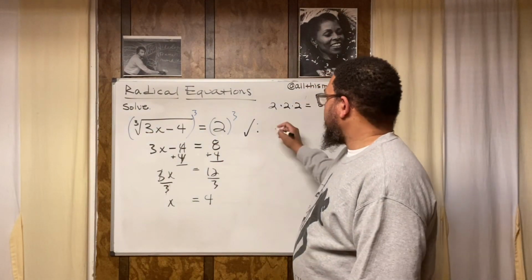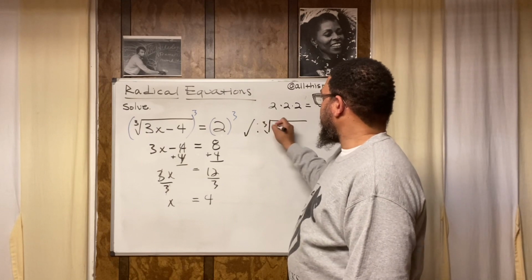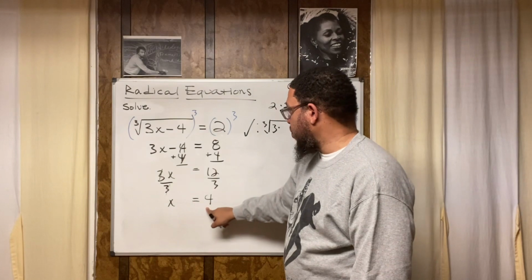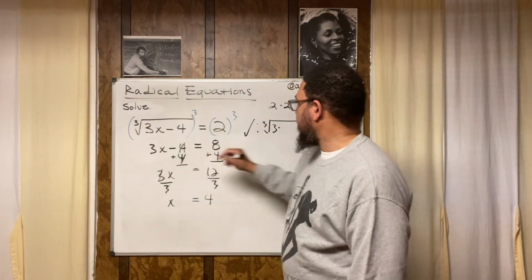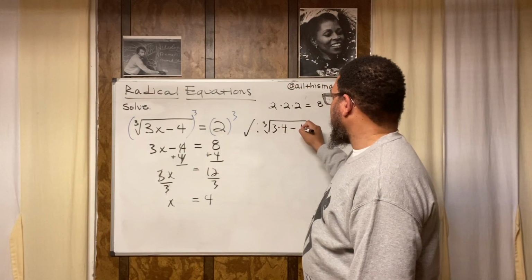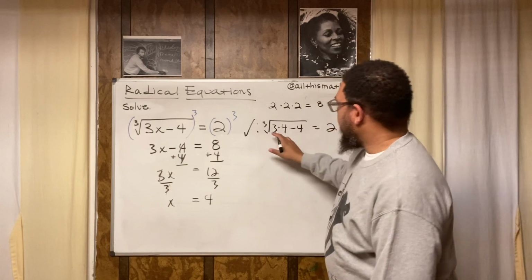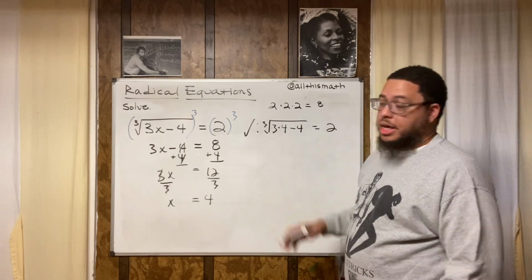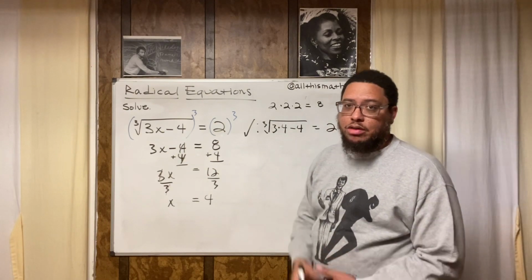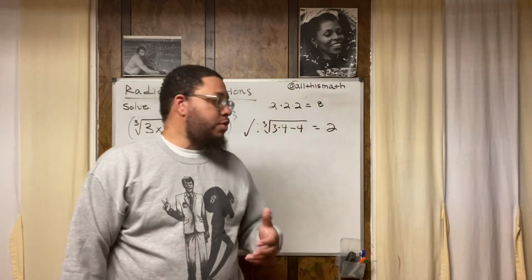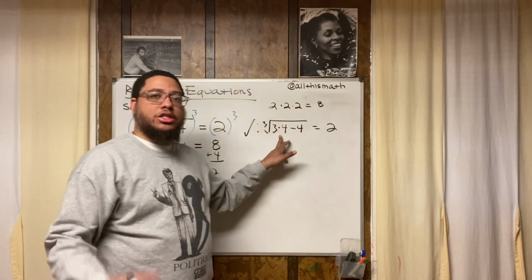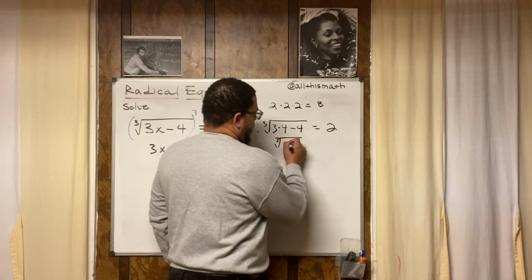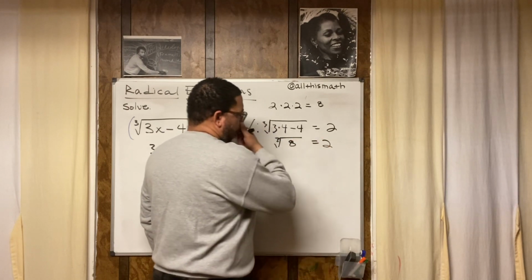That can happen. So let's do this. Cube root of 3, and replace the x with our answer, because this is saying x is 4. So we don't need to write x, because we believe x is 4. Minus 4 is equal to 2. Now, treat the radical sign like parentheses, and also follow order of operations inside the radical sign. So inside the radical sign, you got 3 times 4. 3 times 4 is 12. 12 minus 4 is 8. So now you got the cube root of 8 is equal to 2.